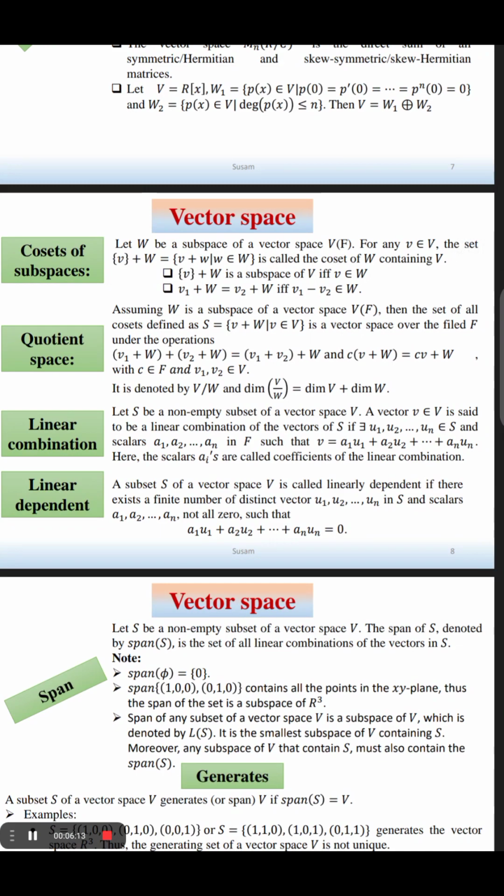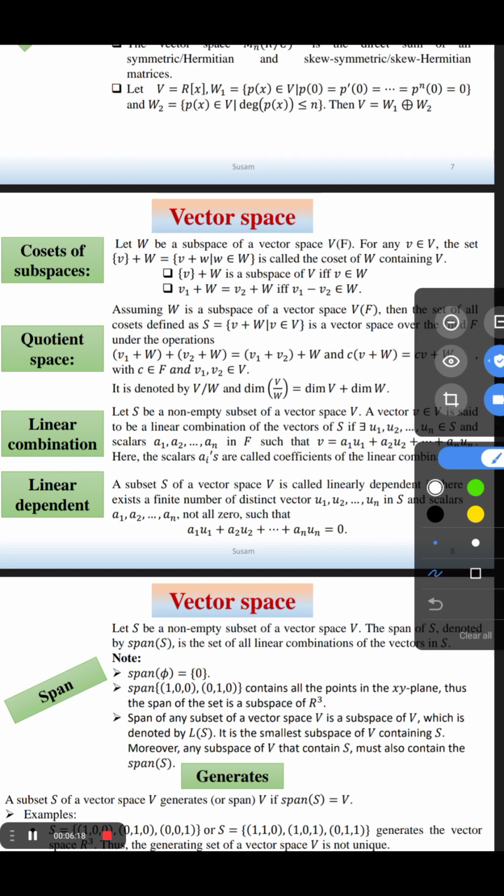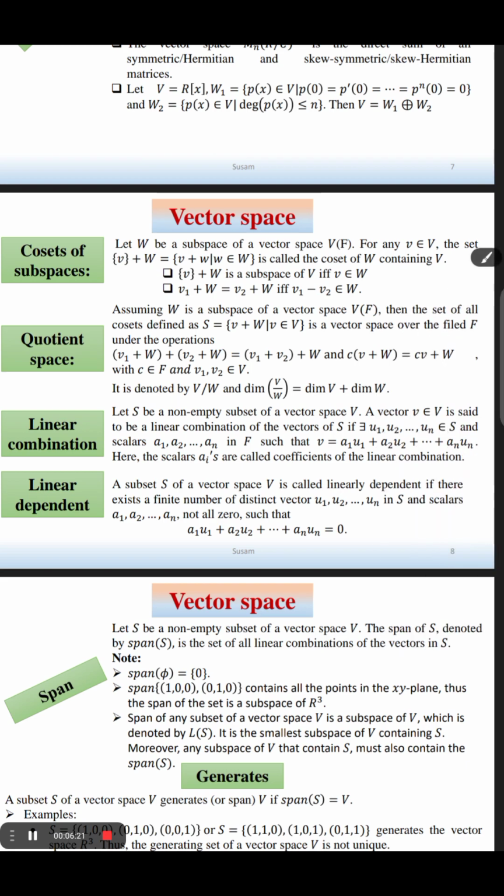What about coset and quotient space? Let's see what a coset is. So you have a vector space V over the field F, and you have a subspace W of V. Now I take an element v from the vector space V. What will happen to this set? Here it is. This is called the coset of W containing v.